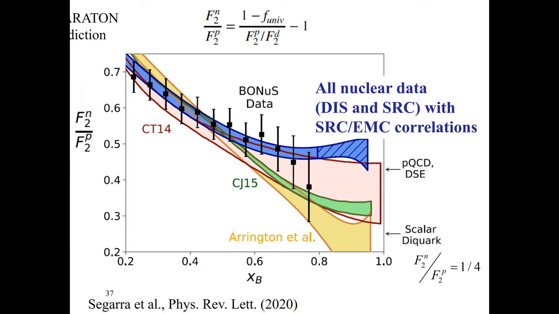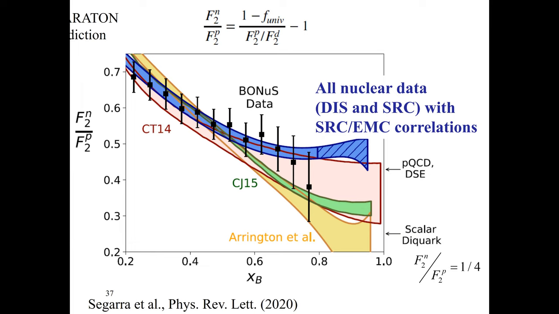But what we did is the following. We say, if there is a universal function, and the universal function takes the deuteron as well as any other nucleus, let's take the information from all nuclei in the world, and use this to correct, and not only the deuteron. If you do this, you make the uncertainty much smaller, and you get the blue band.